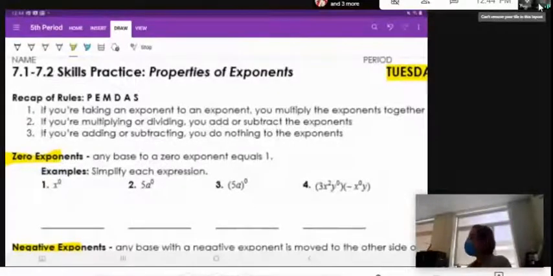Does anybody remember PEMDAS? Yeah. So the order, as you can see here, starts with P. What does P stand for? Parentheses. And then E. Exponents. And what are M and D? Multiplication and division. And then A and S? Addition and subtraction. Perfect. So we've got parentheses, exponents, multiplication and division, addition and subtraction.